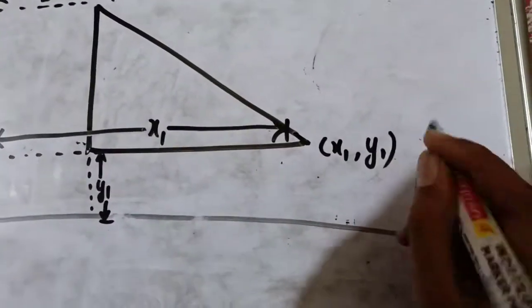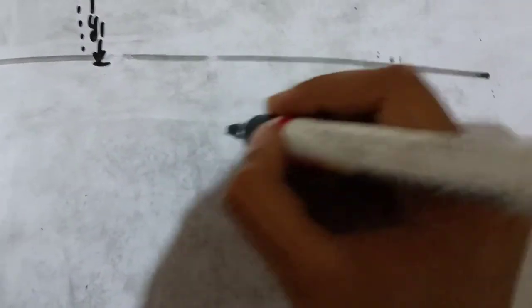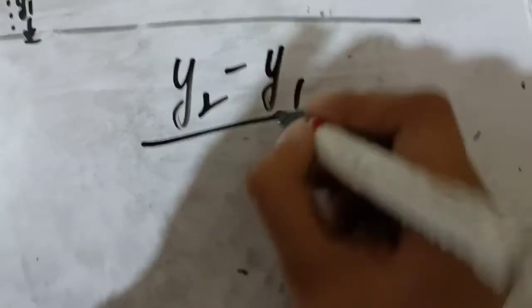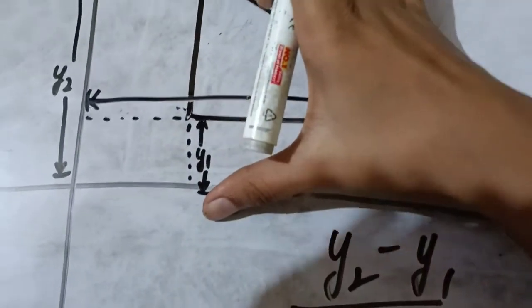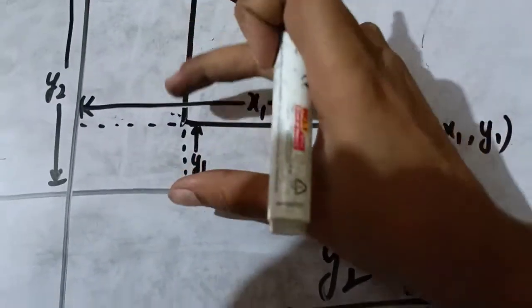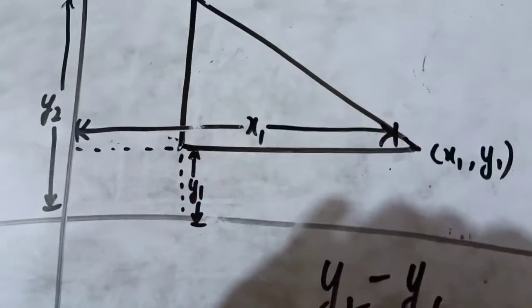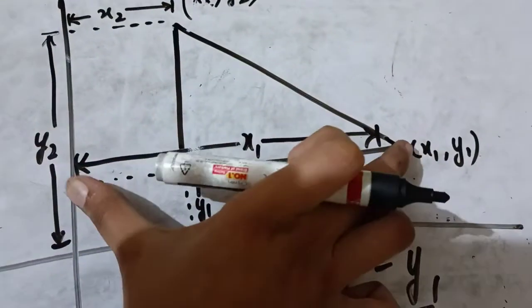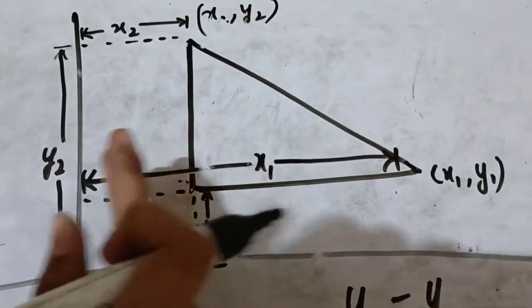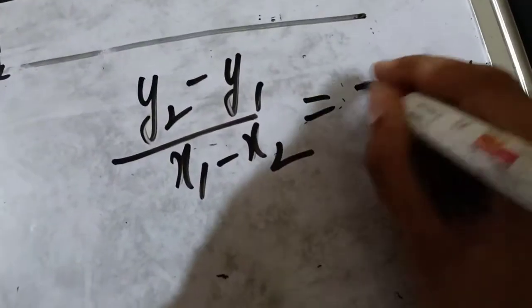Here, if you take the slope as y2 minus y1 divided by x1 minus x2, you will observe that this is y2 and this is y1, so y2 minus y1 will give you a positive number. And when you subtract this x2 from this x1, you get this, and this will also be positive. Then you get this as positive.